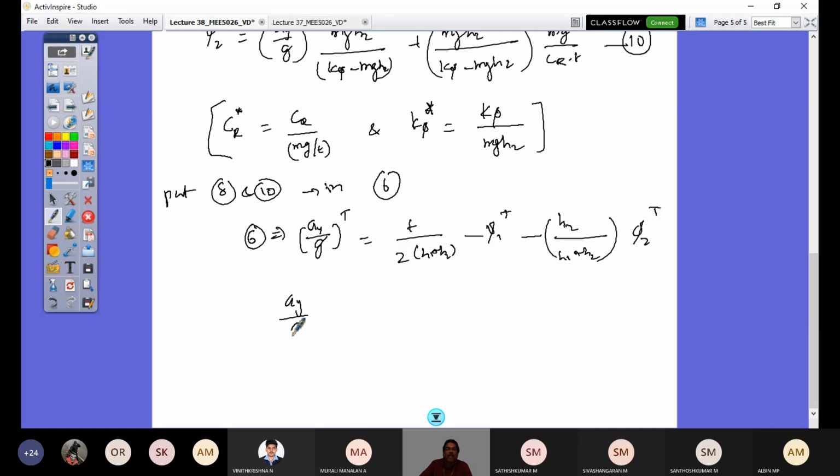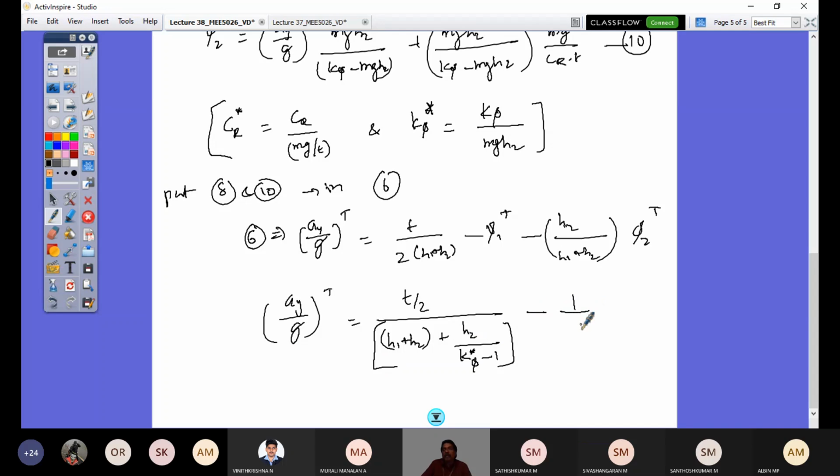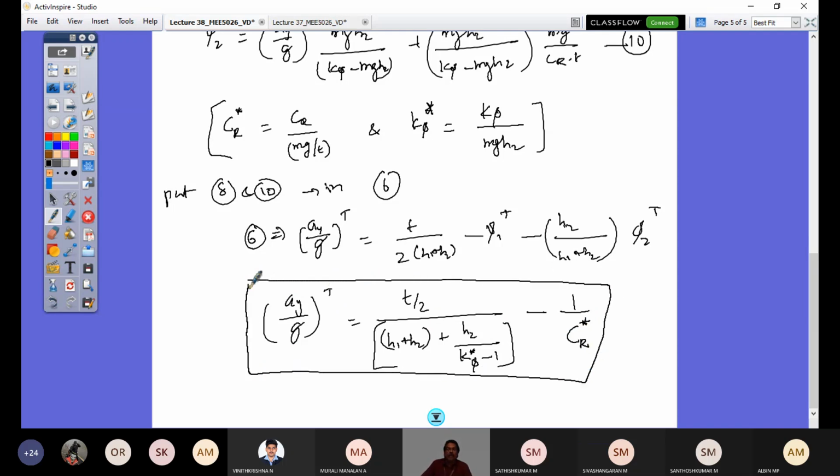That would be ay by g threshold value given by t by 2 divided by h1 plus h2, plus h2 by k phi star minus 1, minus 1 by CR star. So this is the final expression of lateral acceleration. So here I have k phi star and CR star, right? Now let's call this equation number 11.